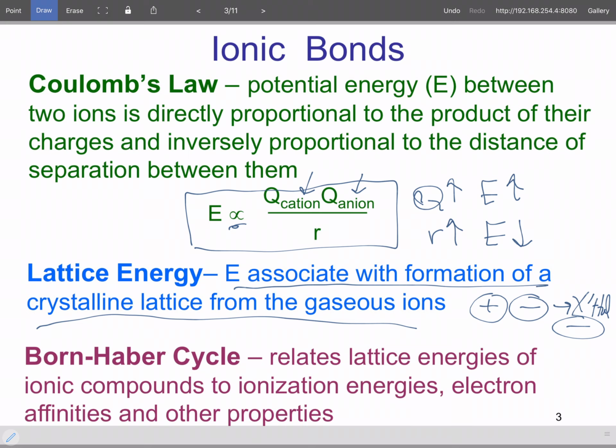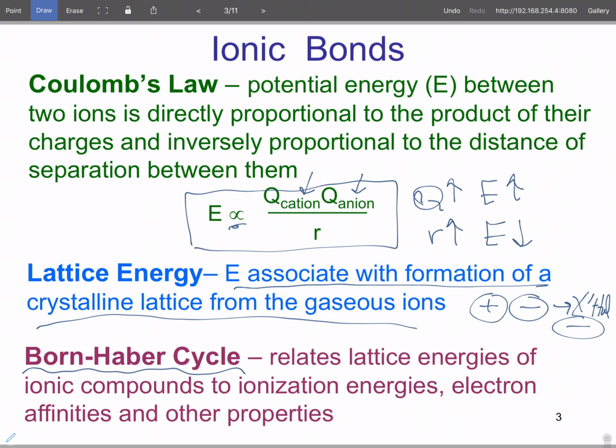However, if you flip it and you take the crystal and you separate the ions, then it takes energy, so it's positive. So different places you'll see a different sign on lattice energy depending upon which way they're looking at it. So please don't let that freak you out. More about that later. And then the third thing is the Born-Haber cycle. And this relates lattice energies to ionic compounds, to the parts that go into making it up: their ionization energies, electron affinities, etc.